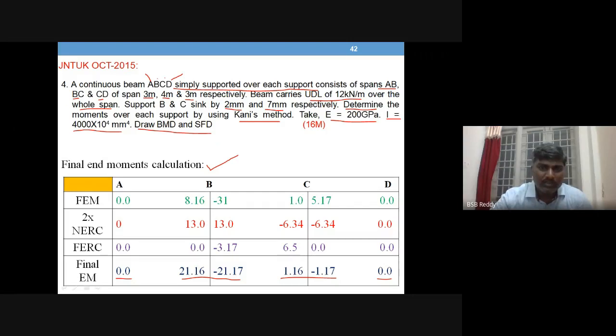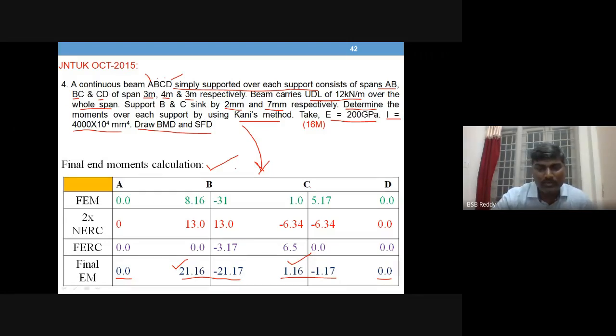Settlement at B is less, settlement at C is more. Hence, the total moment developed at B is more than at C. So release is more at C and release is less at B, whereas A has complete release, and D also has complete release of moments. So these are the final end moments for this problem. Try this one and check your solution with this.